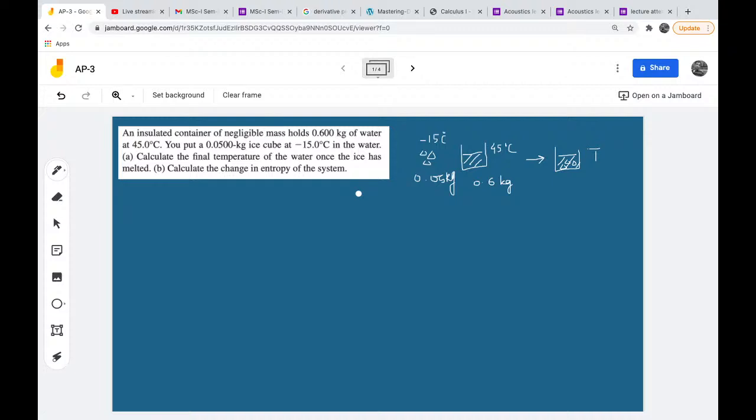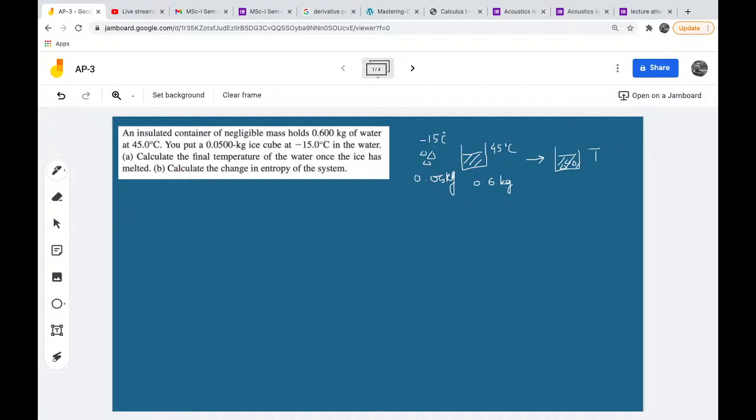What it means is that the amount of heat given by the water has to be equal to the amount of heat absorbed by the ice. That principle we use, and we can make some quick calculations. I will assume first that the ice will melt. I have a significant clue to think that way, because the ice mass is very small, 0.05, while the water mass is 0.6. So it's a very large mass of water.